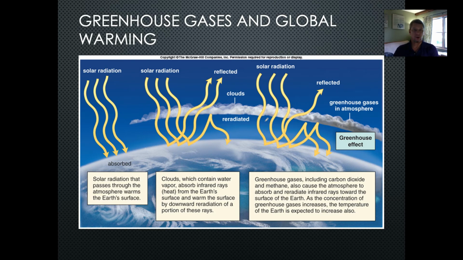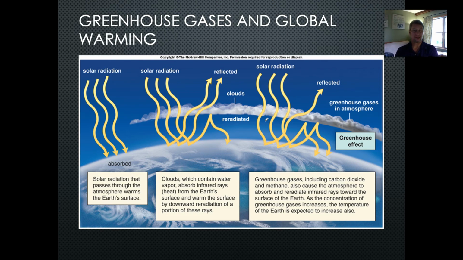So how does this all work? What is this greenhouse gas thing all about? Well, generally speaking, it all starts with the sun. It always starts with the sun. And so light and heat from the sun reach the surface of the earth. It passes through the earth's atmosphere and warms the surface of the earth. All right.